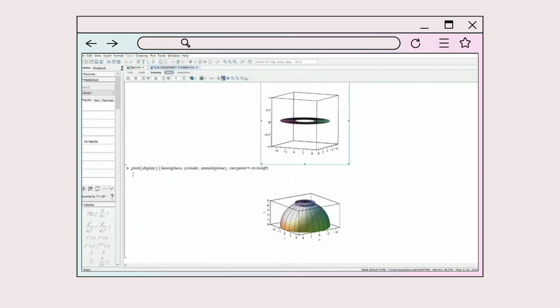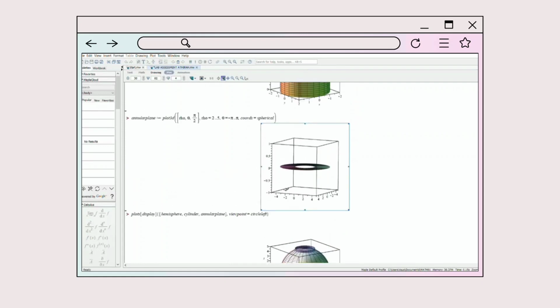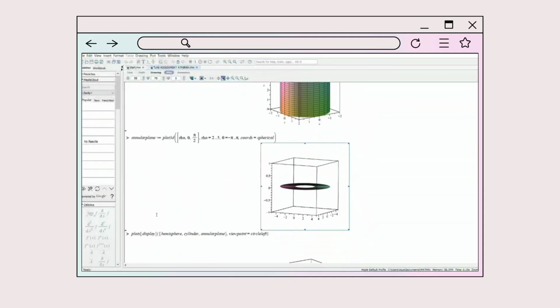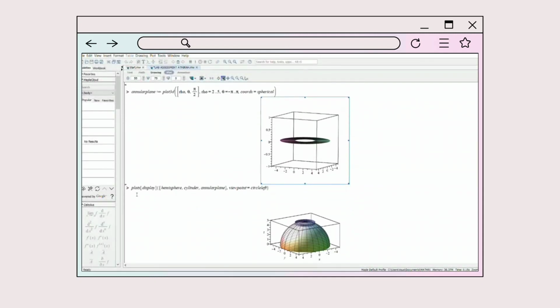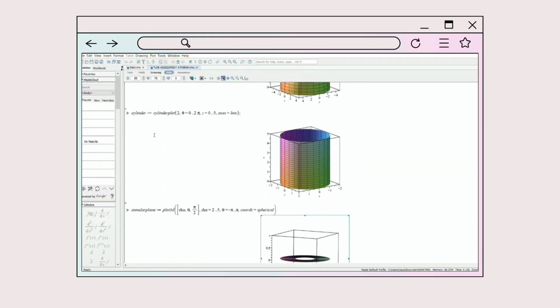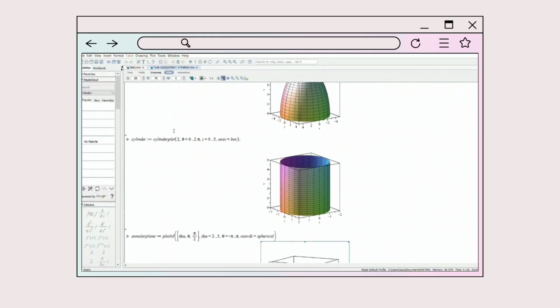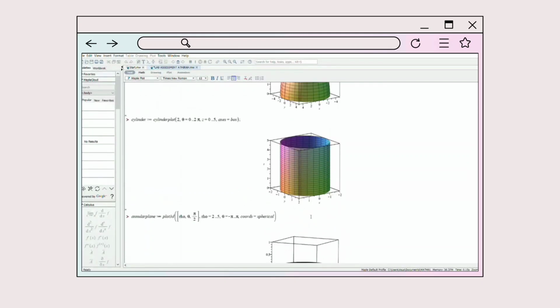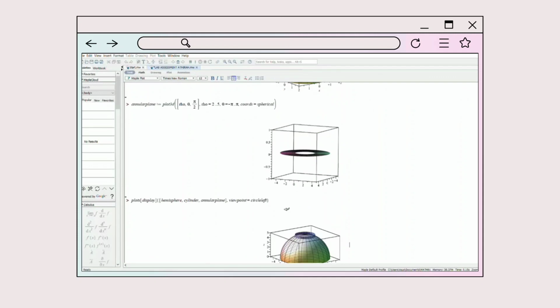After that, we will plot the three solids, which are the hemisphere, cylinder, and the annular plane, in one box. So we use the plots display command, and we insert the expressions hemisphere, cylinder, annular plane, which are from the commands that we wrote, and then viewpoint circle left. And here I already set scaling constraint, so this is the output that we get, which is the solid that we want from the question.